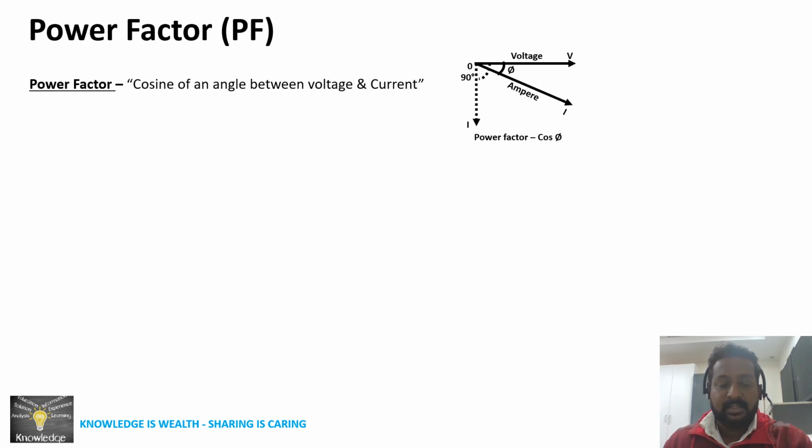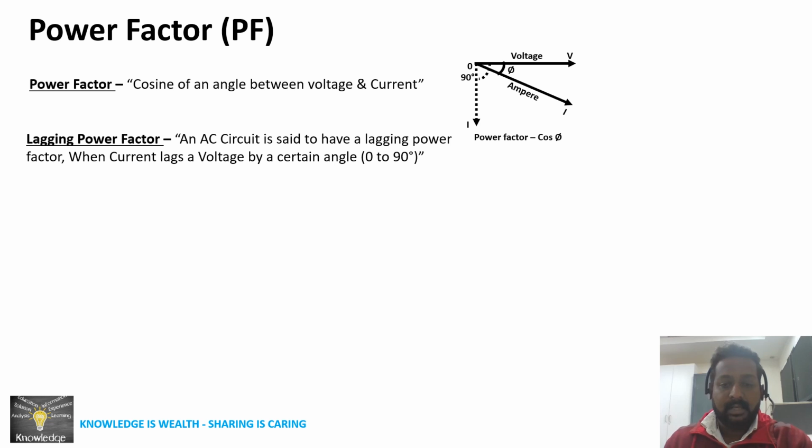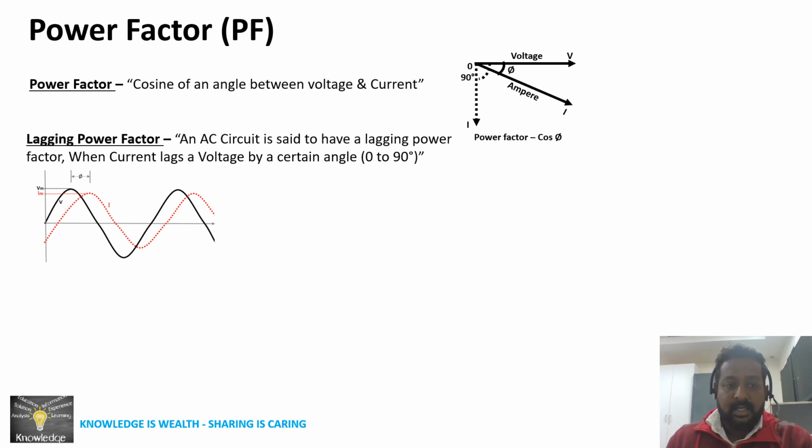So what exactly does it mean? Let's start with lagging power factor. Any AC circuit is said to have a lagging power factor when current lags the voltage by a certain angle, that is from 0 to 90 degrees. Let's quickly check the phasor diagram. Here you can see the voltage waveform and the current waveform, and the current waveform is after the voltage waveform, so that is why it is lagging.